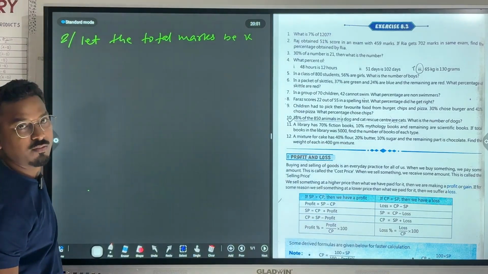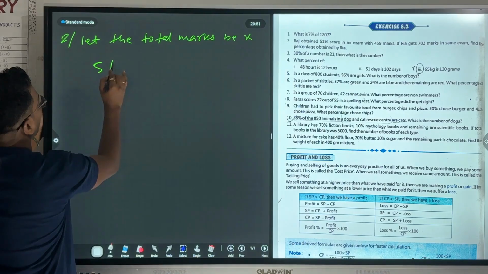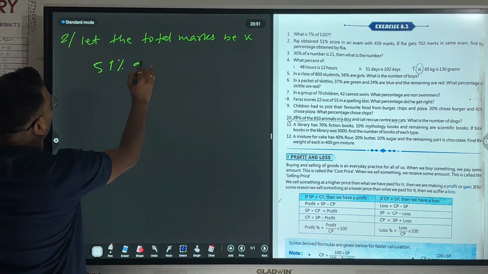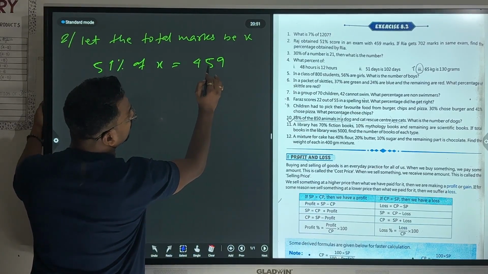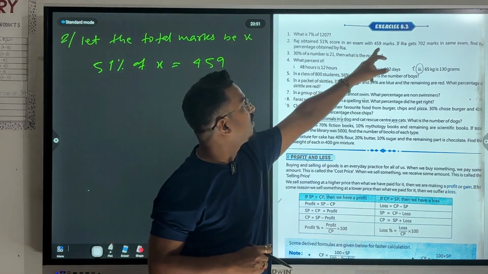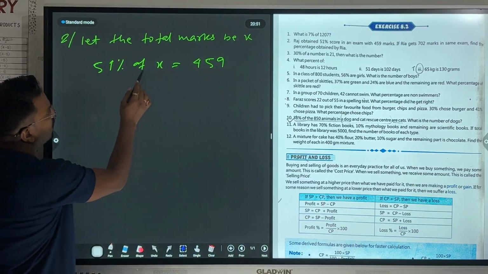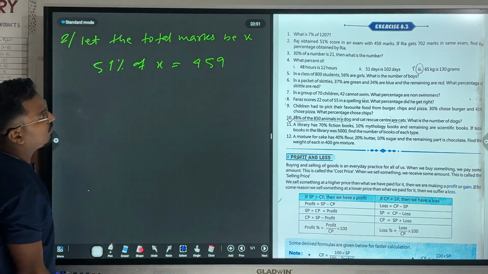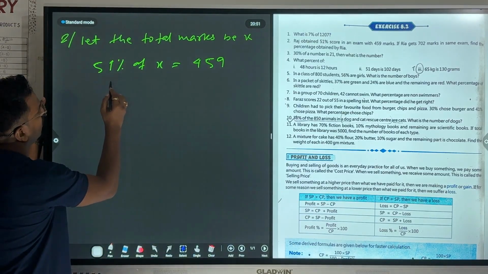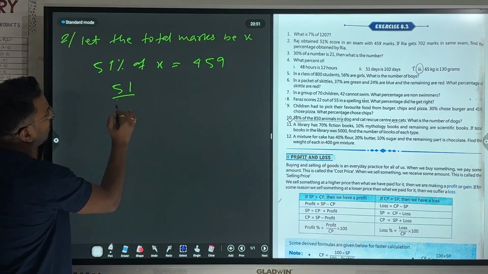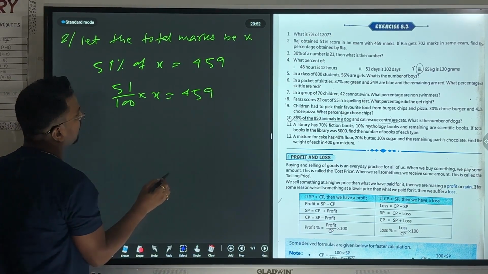459 marks means 51%. So what we have to find is the total marks first. 51% of x is equal to 459. Raj got 459, right? So that is equal to 51%. So what do we have to write? 51% of x is equal to 459 marks. 51% can be written as 51 by 100 into x, and that is equal to 459.